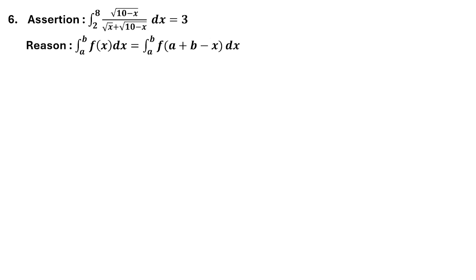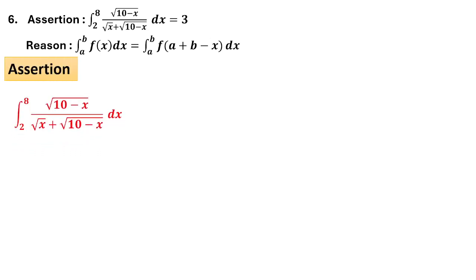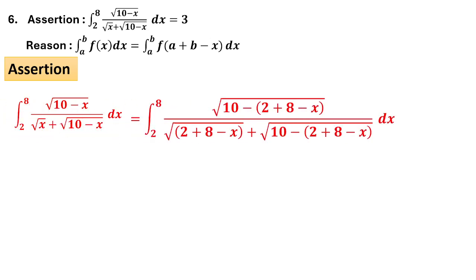Let us go to question number 6, assertion and reasoning. It is given the assertion as the integral from 2 to 8 of root of (10 minus x) by root x plus root (10 minus x), dx, is equal to 3. Now, one of the properties is given. Let us try to use the property given in the reason to solve the assertion. Therefore, 10 is 2 plus 8, 8 plus 2. Therefore, I am using the property now. I am replacing x by a plus b minus x, that is 2 plus 8 minus x, 10 minus x.